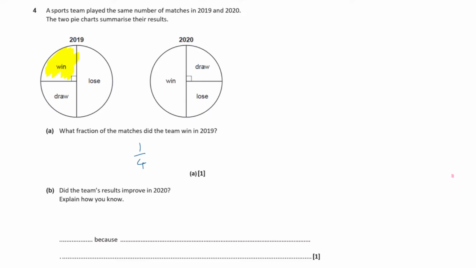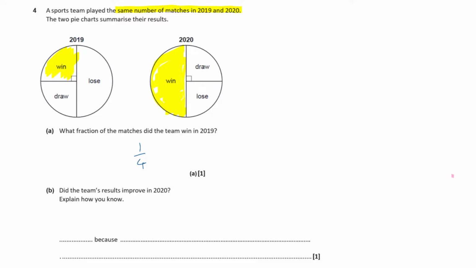Well, they did, didn't they? Because in 2019, a quarter of the matches were winning, and then in 2020, half the matches were won. So they won twice as many, basically, didn't they? We know they won twice as many because it does say here that they played the same number of matches in 2019 and 2020. If we didn't know that, then we couldn't be sure that they'd won more matches in 2020, because they might have played fewer games.